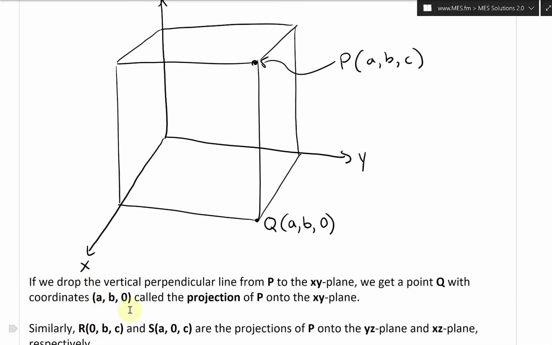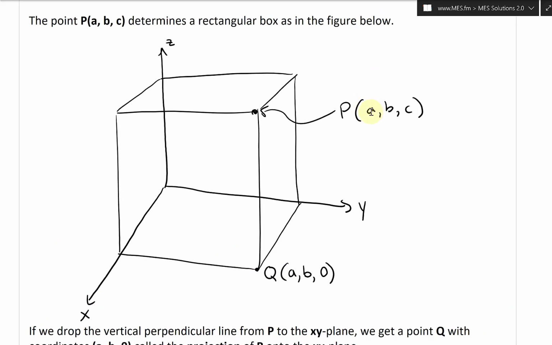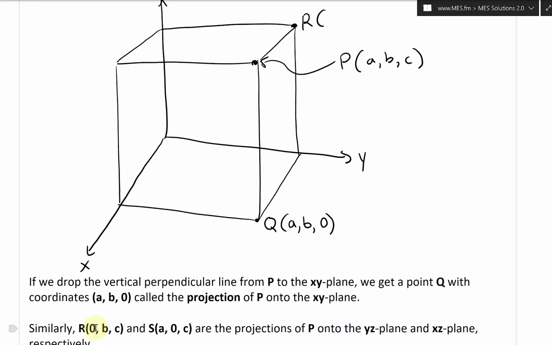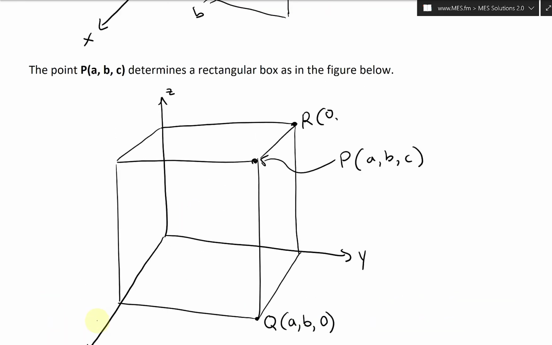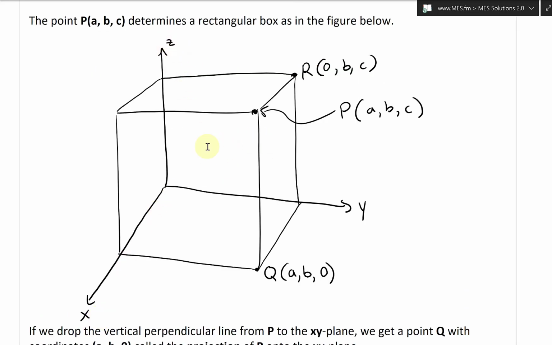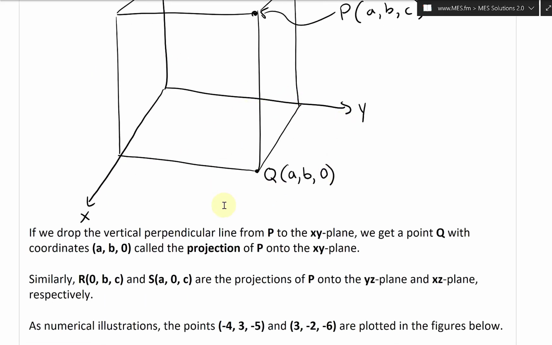So in other words, for this one we're going to remove this A value. That's this horizontal X coordinate from here to here. So we're removing it, and we get this point here. This one's going to be our R, and then the X coordinate is 0. Everything else is the same, B and C, like that. And that's a projection onto the YZ plane, right here.